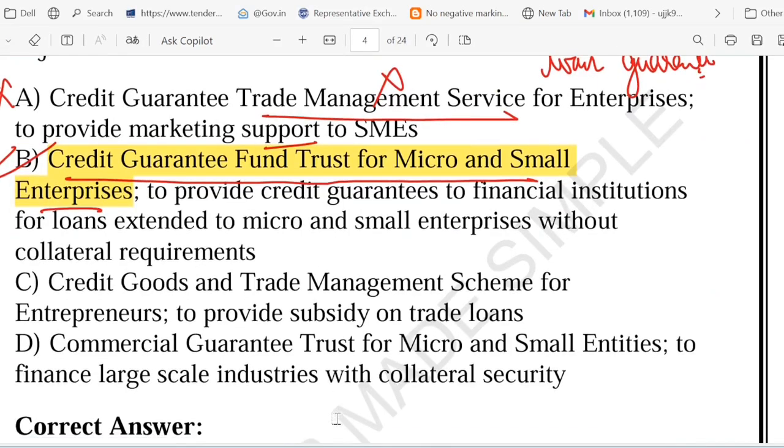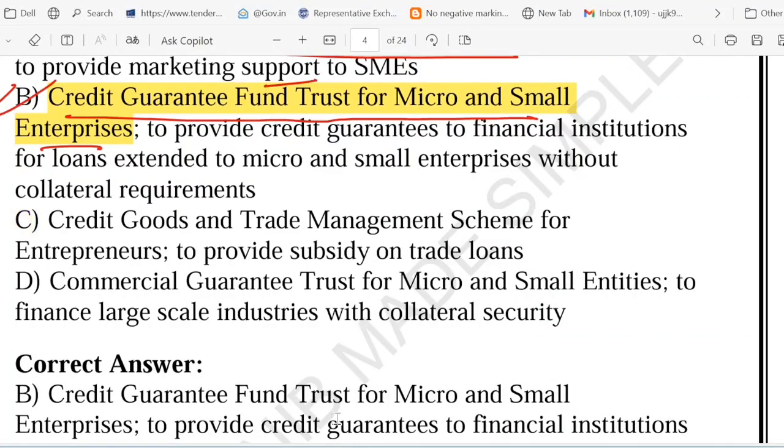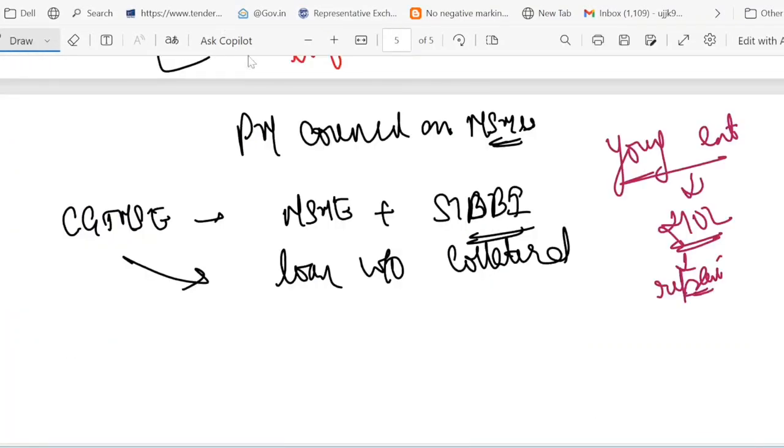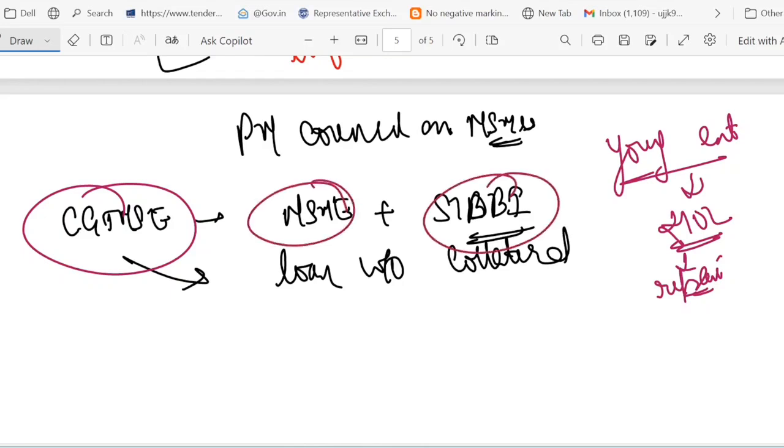Now, let's look at option C. Credit goods and trade management scheme is completely wrong. CGTMSE does not provide subsidy. It has nothing to do with subsidy; it is a kind of credit guarantee. Option D is also wrong. Large scale industries are not covered here, and it is meant for collateral-free loans. So the correct option is B. What we learned from this question is, first, the full form: credit guarantee fund trust for micro and small enterprise. Second, who set it up: MSME and SIDBI, both of them combined.